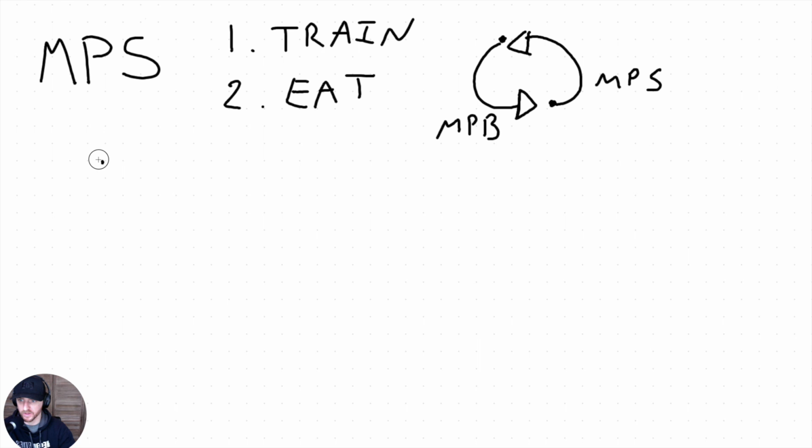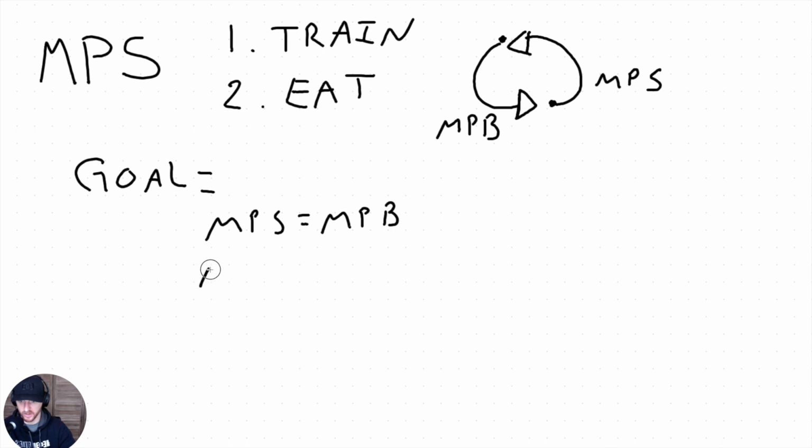Well, your goal, if you're looking to gain or maintain, would be muscle protein synthesis equals muscle protein breakdown. And if you want to gain muscle, you want your muscle protein synthesis to be greater than your muscle protein breakdown. So a few ways to do that. One is going to be protein quality.